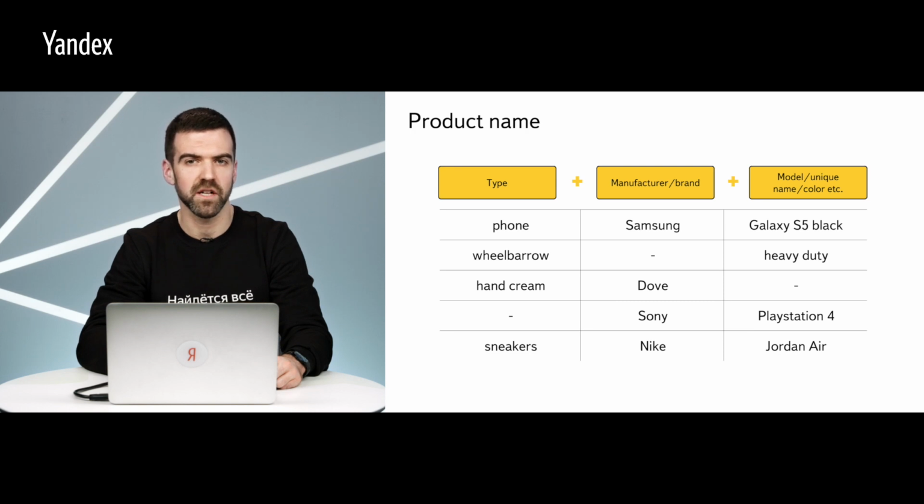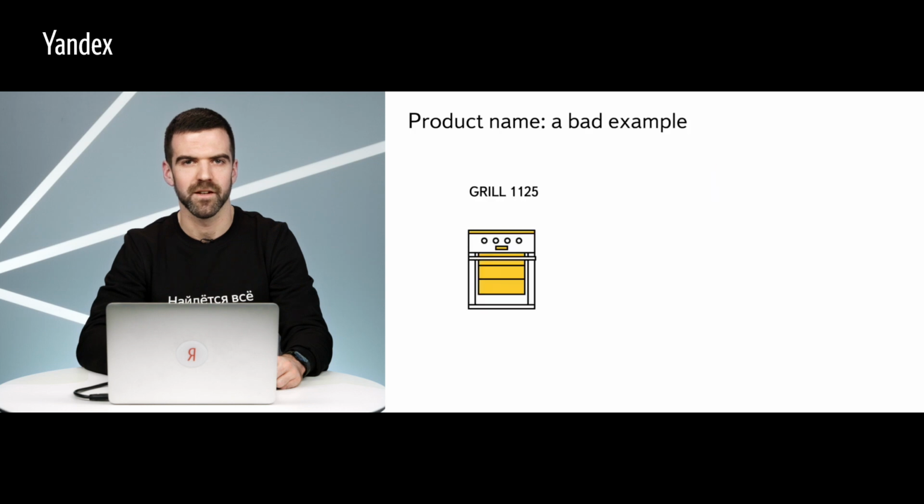Now that we've seen some good examples, let's have a look at some bad ones. If your page shows a picture of an oven and a product name Grill 1125, a user that visits this page will understand what the page is about, but for a robot, this information will be insufficient.